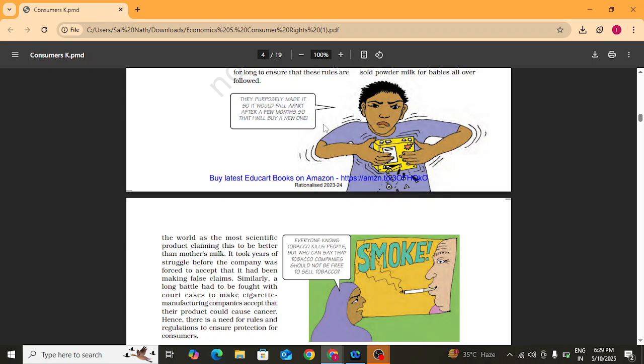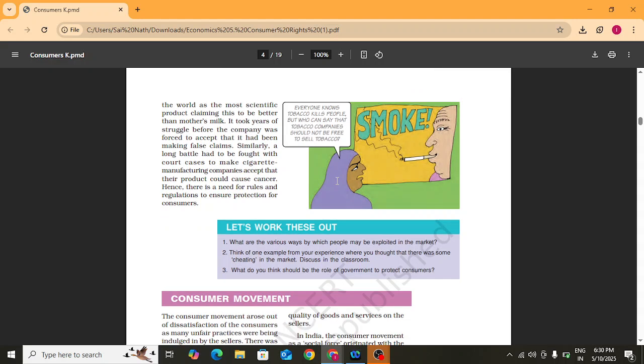Here, what is the person saying? That they purposely made it so it would fall apart after a few months, so that I will buy a new one. Hence we can see the quality, the price and performance ratio is not ideal here. Basically they passed off a cheap good as a good quality good, and after a few months it will require repairs, or you will need to buy a new one. Hence consuming more money from you and making repetitive customers of them for buying or repairing.